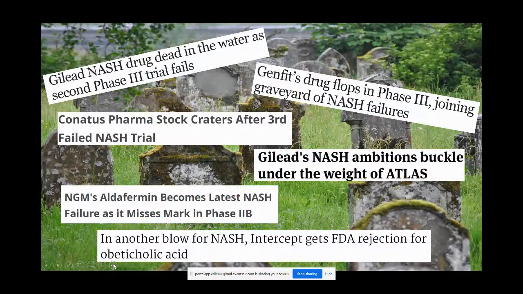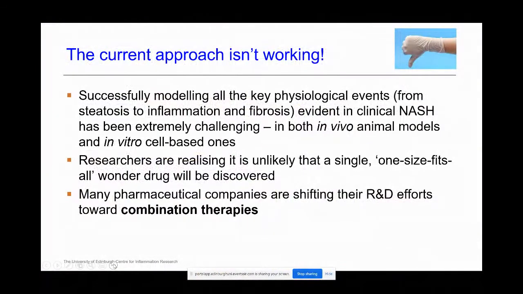The so-called NASH graveyard is increasingly littered with a growing number of failed trials and terminated drug programs, especially in NASH-related cirrhosis, which to date seems recalcitrant to treatment. And these disappointments can, at least in part, be attributed to a lack of physiologically relevant and predictive preclinical NAFLD models that translate to humans. So the current approach isn't working.